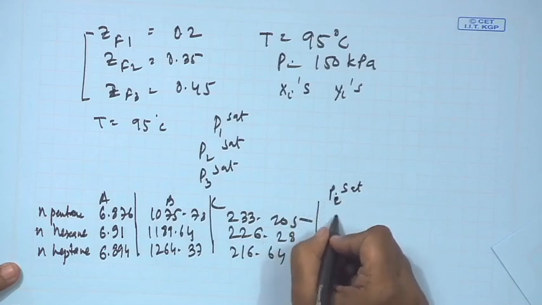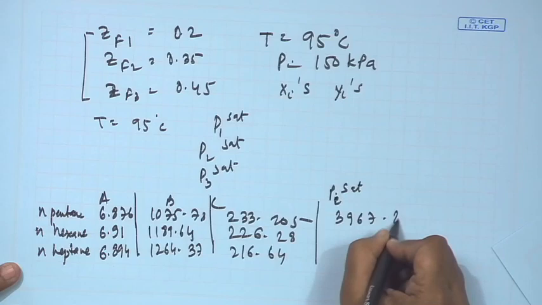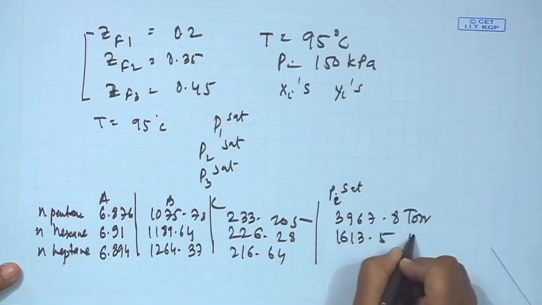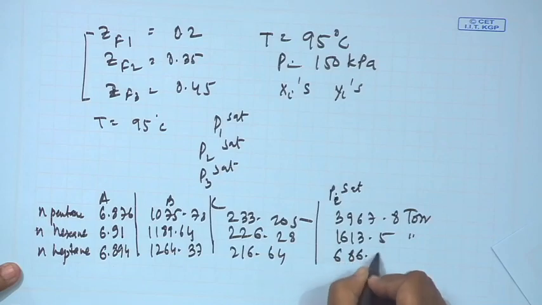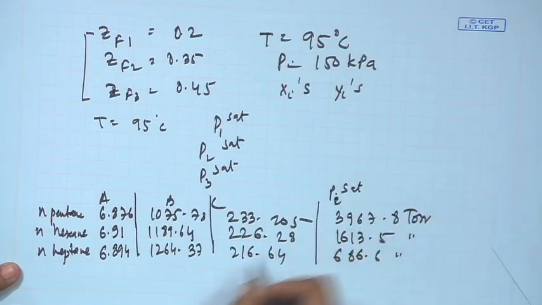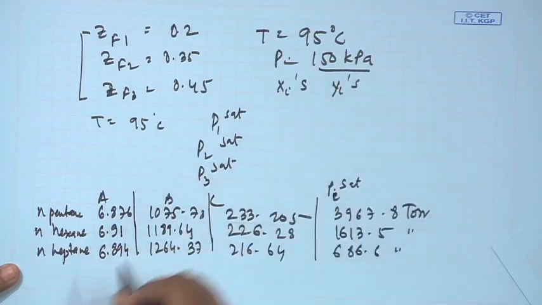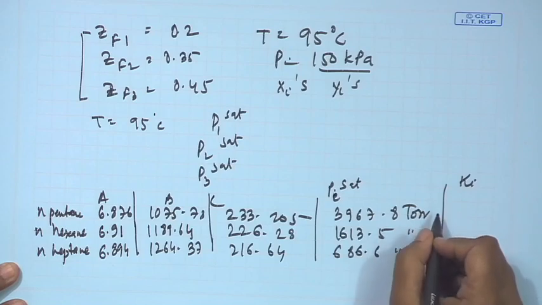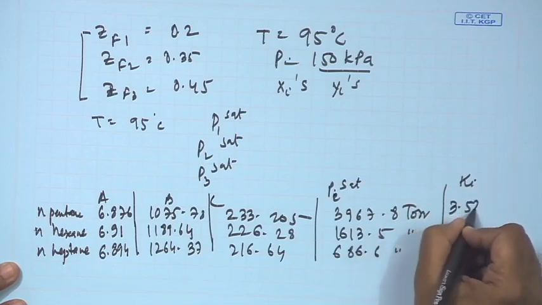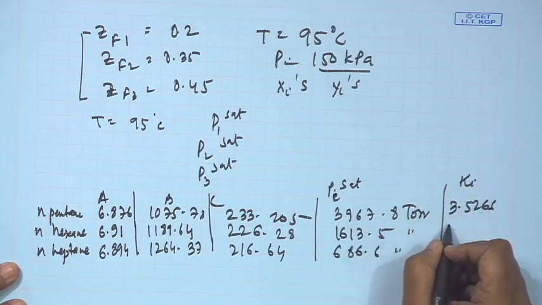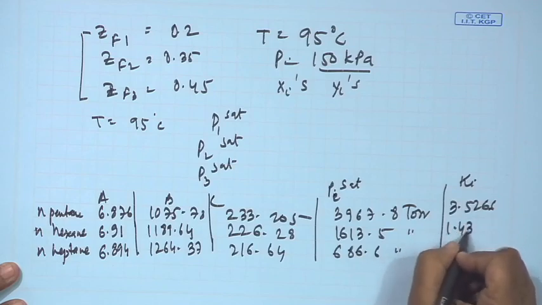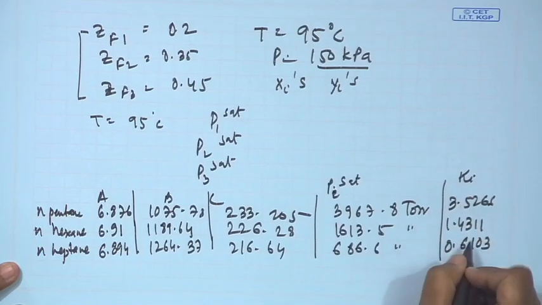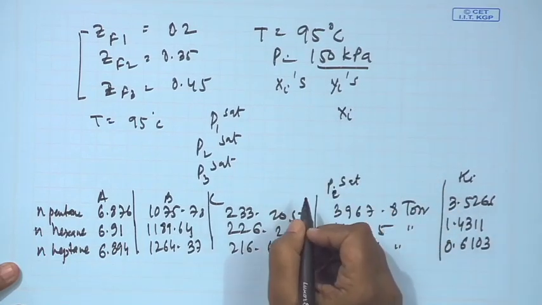We find that this is 3967.8 torr, this is 1613.5 torr, this is 686.6 torr. We know the total pressure, it is 150 kPa. So, therefore, we can find out the Ki's here. What are the Ki's? In this case, it is 3.5266, then 1.4311, and 0.6103. Once we have done it, we can find out the xi's.